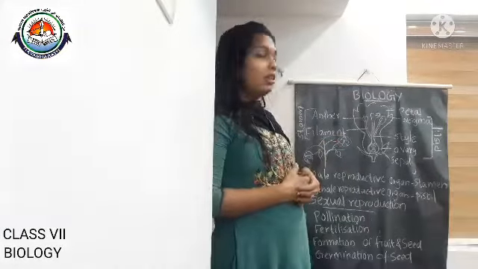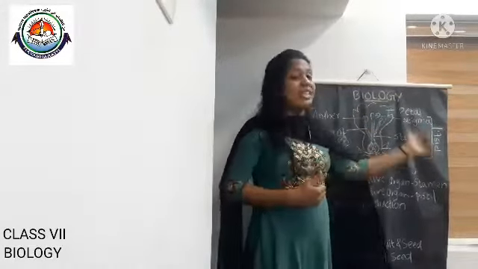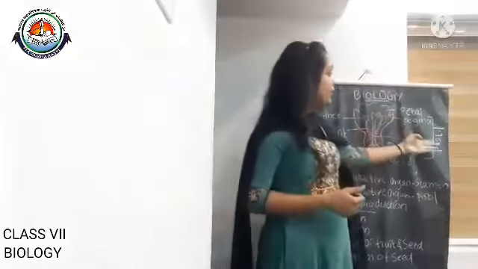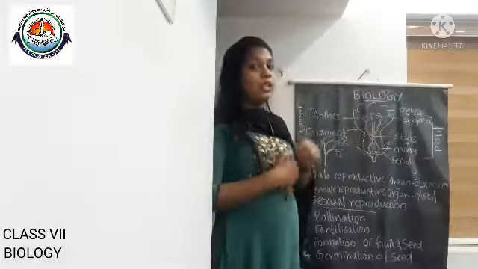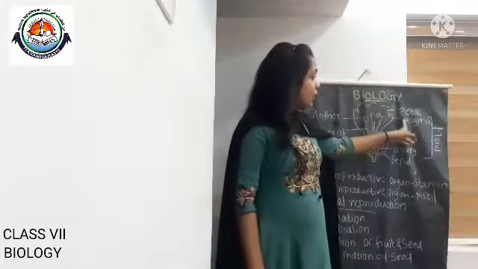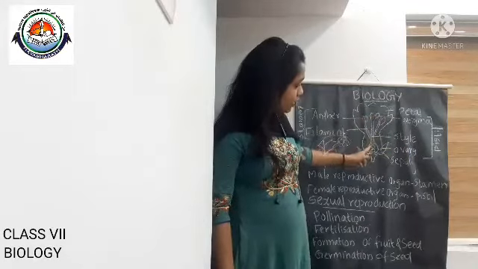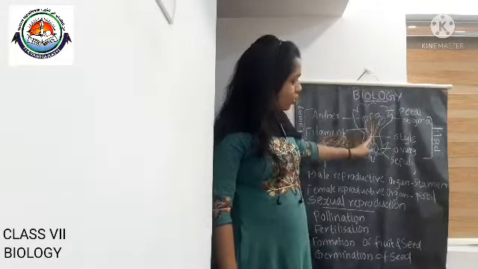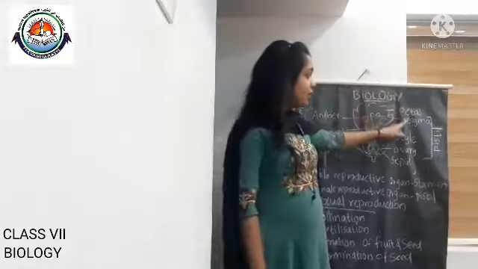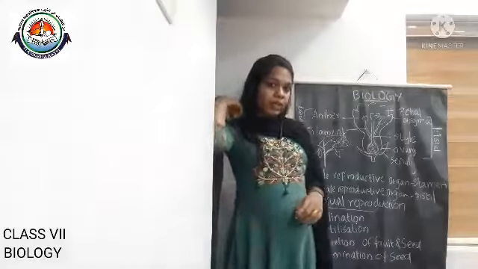And coming to the female reproductive part, which is called the pistil, it contains 3 parts. The pistil consists of stigma, style and ovary. The middle portion you can see here is called the pistil and it consists of 3 parts: stigma, style and ovary.